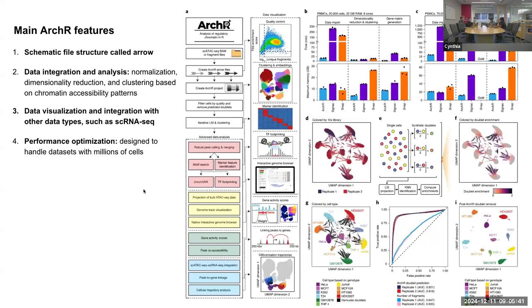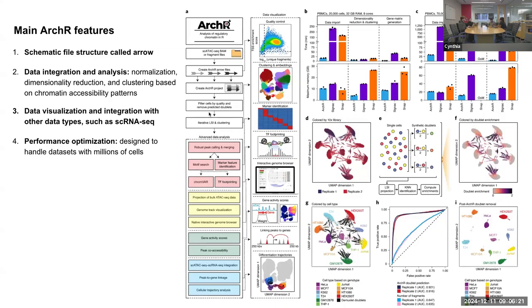I would like to start by talking a bit about the generals, and then go to the specifics. So I would like to mention some of the main features. One of these, at the core of the package, is the schematic file structure that they call Arrow files. I'm going to talk more about this in detail because it's very relevant to guarantee the efficiency in the way that the information can be accessed and processed in this ecosystem.